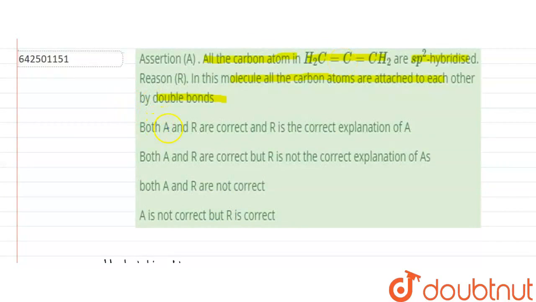Hence this assertion is wrong. Now the reason is correct because it says that in this molecule carbon atoms are attached to each other by double bonds. We can clearly see in this structure that carbon atoms are attached by double bonds. So the reason is definitely correct; there is no point that the reason can be wrong. So from here we can see that option D is correct, which says that the assertion is not correct but the reason is correct. So I can write option D is correct. So with this we complete our solution.